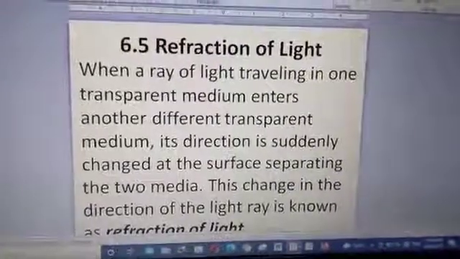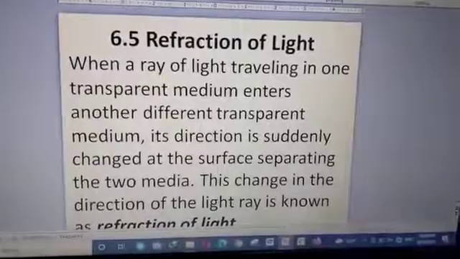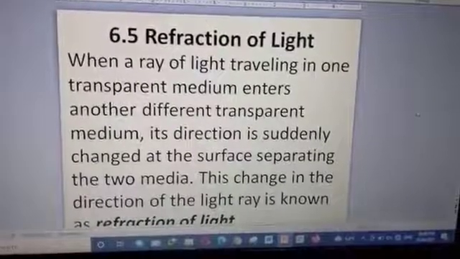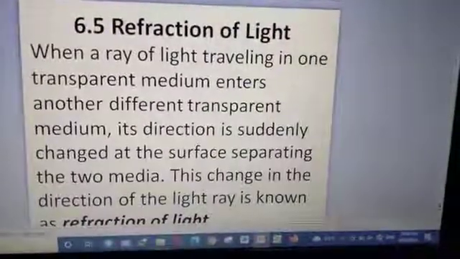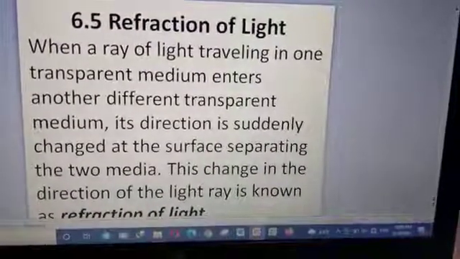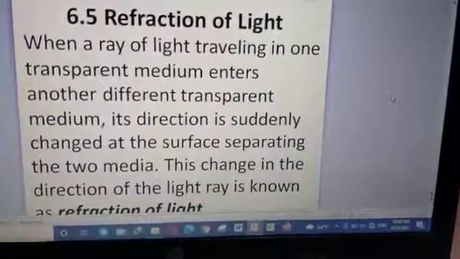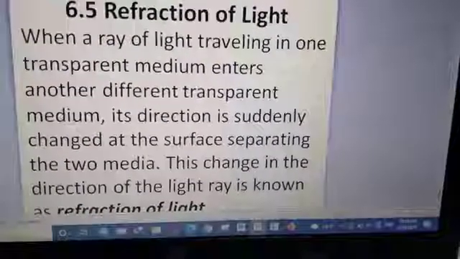Refraction of light. When a ray of light traveling in one transparent medium enters another, different transparent medium, its direction is suddenly changed at the surface separating the two media. This change in the direction of the light ray is known as refraction of light. Now let's see the following video about refraction of light.